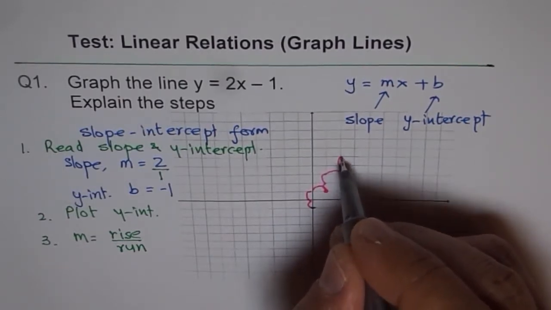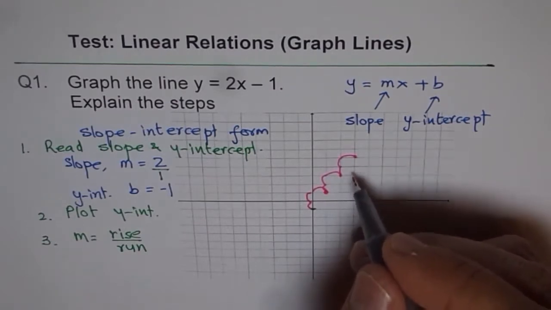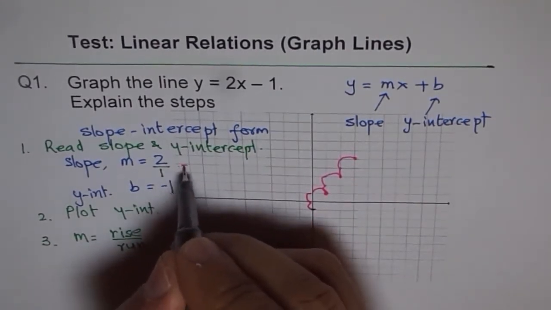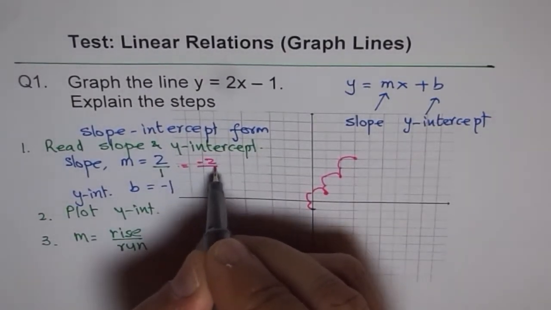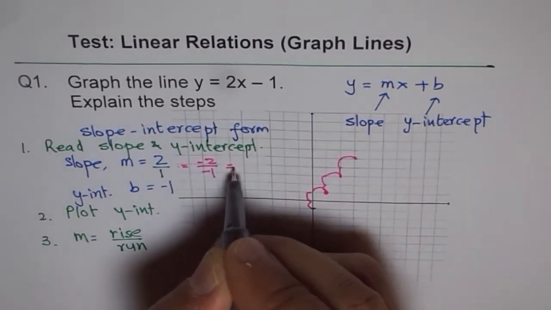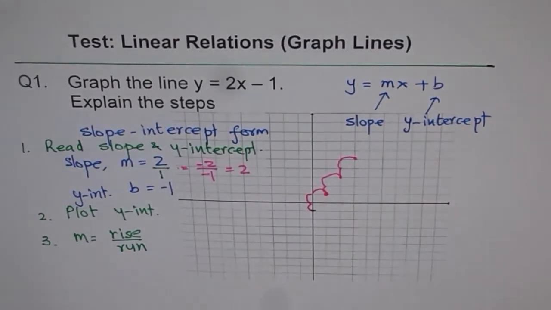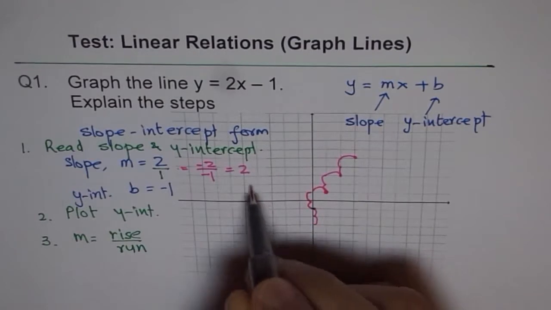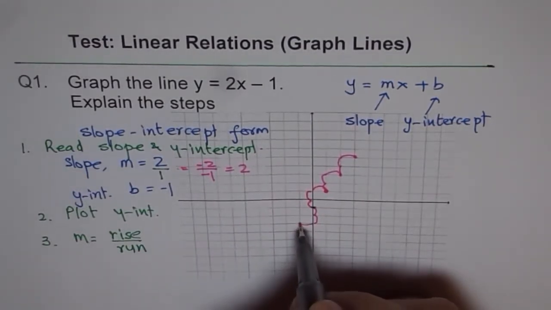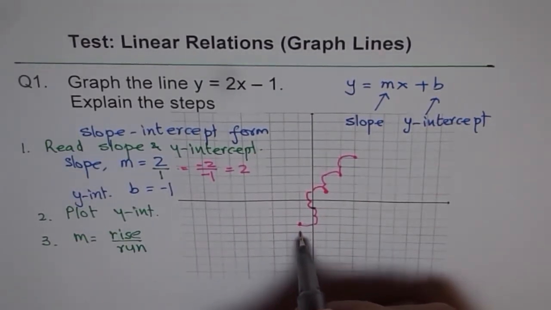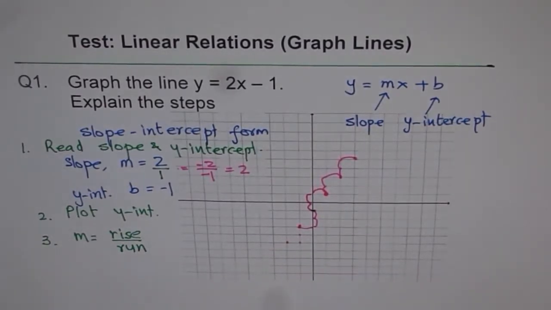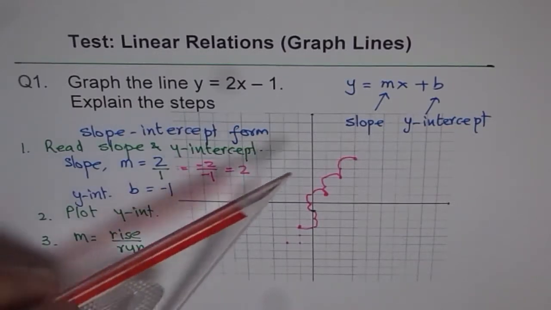Keep on getting points, right? So that is how you can get more points. You can also read this as minus 2 over minus 1. That is also equal to 2. Remember that. And it means you can go down 2, and minus 1 means left 1. So you get points on this side also. So in this way, you can get a number of points. And joining these points, you can draw a straight line.